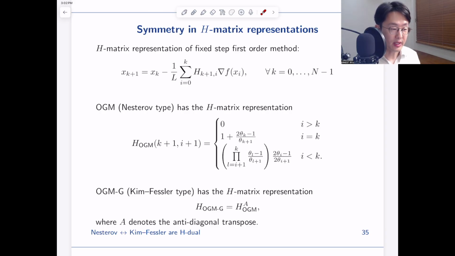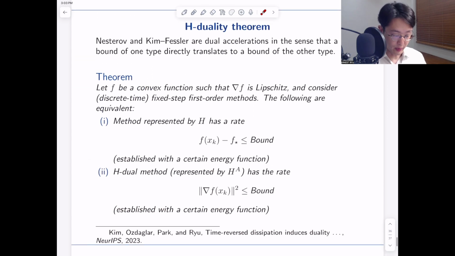Okay, so let me explain. Given a matrix, you have a diagonal direction, but there's also another diagonal direction, which is called the antidiagonal of a matrix. If you flip the matrix along the diagonal direction, you refer to that as taking the transpose. If you flip the matrix along the antidiagonal direction, you refer to that as the antidiagonal transpose. It turns out that the H matrix representation of Kim-Fessler and the H matrix representation of Nesterov are antidiagonal transposes of each other. Okay, so that's a very interesting symmetry that we see.